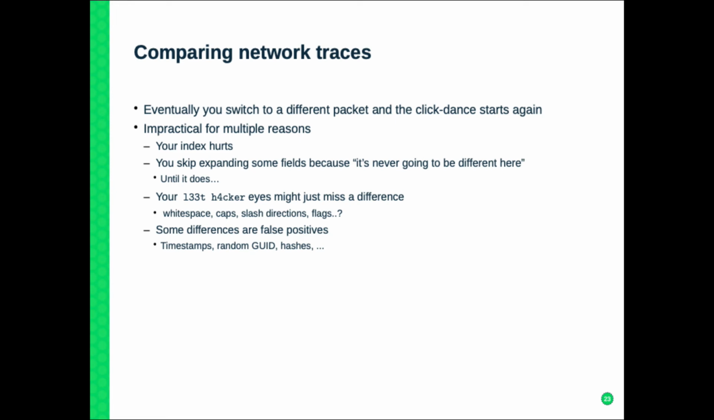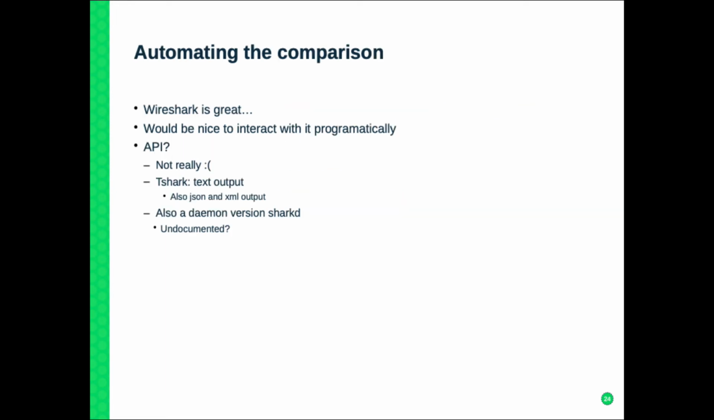So it gets very tiring. You miss things out. There's so many things you could miss: white space differences, uppercase, lowercase things, slash directions, flags. There's a lot of things you can miss. And some things are different, but that's normal. Timestamps will be different. GUIDs will be different. Hashes will be different. So looking at all of this, I thought it would be great if we could automate this comparison.